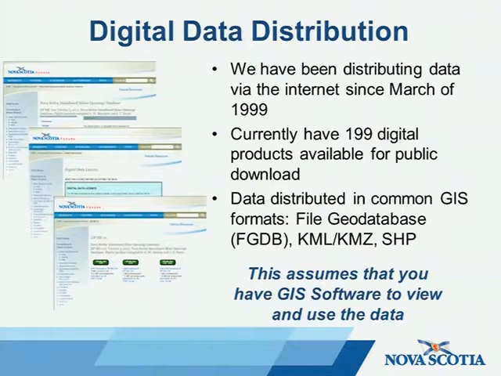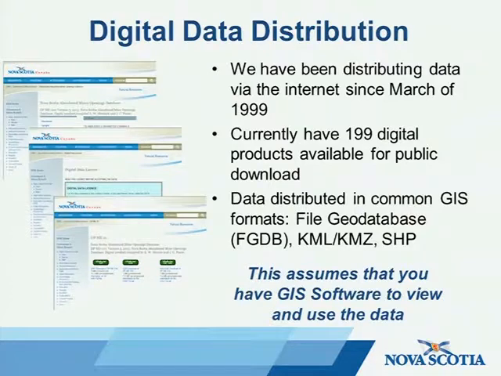We've been doing this kind of a two-pronged effort. The first is basically digital data distribution, and we've been doing this since March of 1999, so this spring it'll be 15 years. We currently have about 200 digital products available for the public. And we distribute this data in common GIS formats. Right now, it's file-based geodatabase, KML, KMZ. You're probably familiar with that with Google Earth, and in shapefiles.